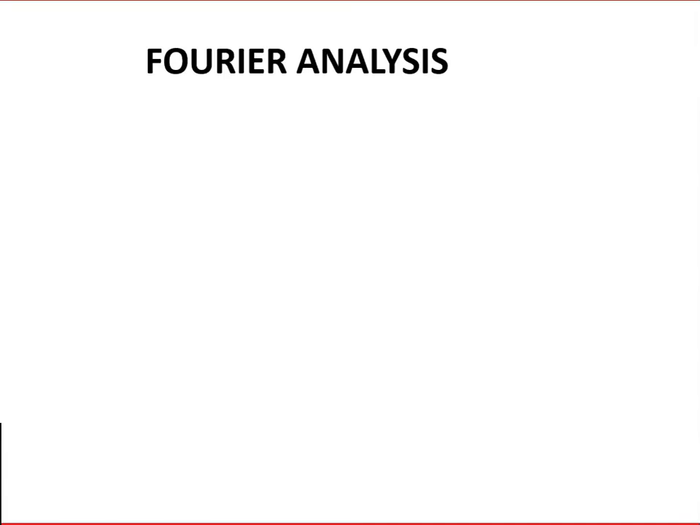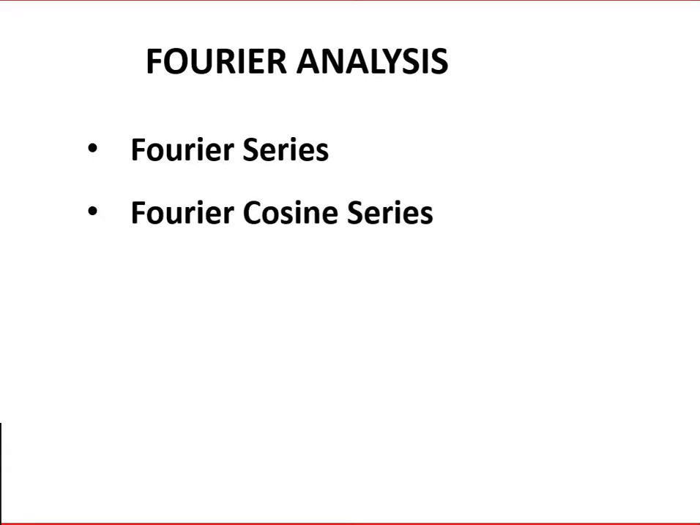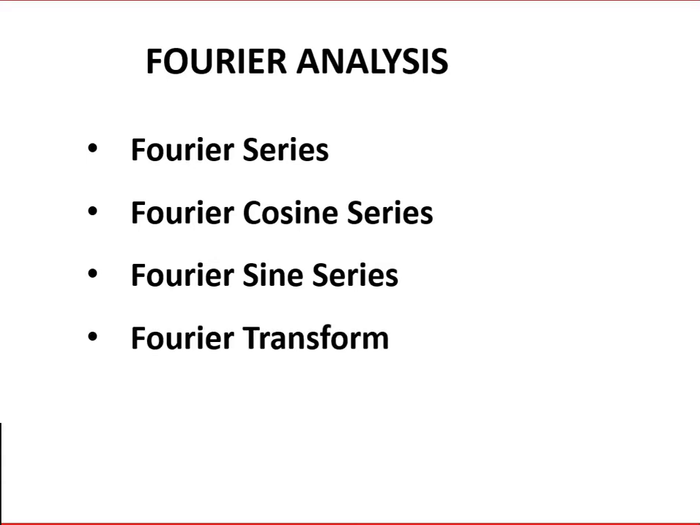In Fourier analysis, we are going to discuss four main topics. First topic is based on the Fourier series, like how do we find the Fourier series expansion of a function. Then the second topic will be based on the Fourier cosine series, like expressing a function in terms of cosine terms. Next is Fourier sine series, expressing the function in terms of sine terms, and Fourier transform. So these are the four main topics that we are going to discuss.